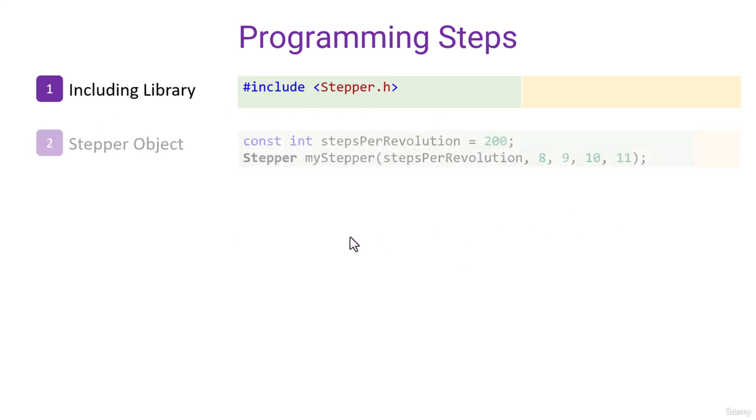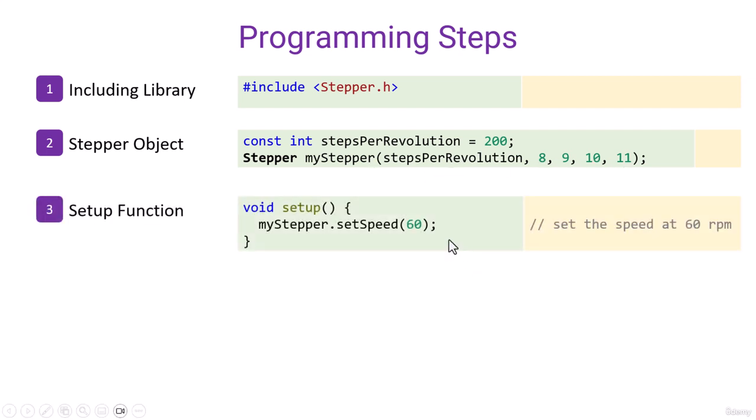The second step is to create a stepper object. You need to write Stepper first, then myStepper, or whatever name you prefer for your object. Then the steps per revolution, which you can also define in a previous line, like const int stepsPerRevolution = 200. Then the 4 pins that you will use to connect your stepper motor from Arduino. Here, pins 8, 9, 10 and 11 are used for the stepper connection.